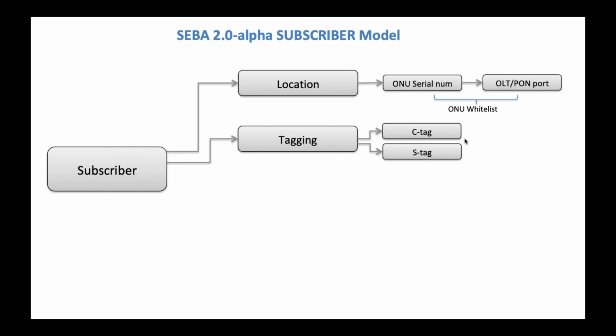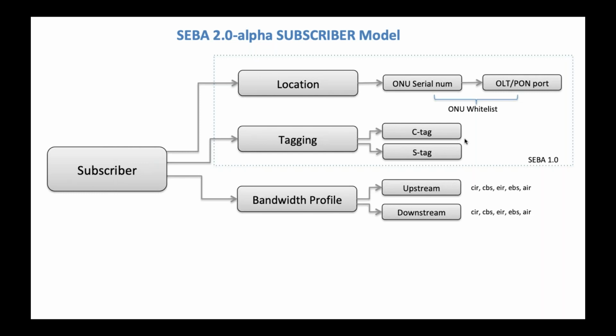We also want to specify the tagging, for example, the C tag and the S tag representing that particular subscriber, right? So this is stuff that you're already familiar with because we had already covered it in SEBA 1.0. So what's new is that now we can associate a bandwidth profile, an upstream and a downstream bandwidth profile, per subscriber. So you can express your committed information rate, how much you want to burst, excess information rate, how much it bursts, and so on, right? So this is something that I will show you when I show you that particular model for the bandwidth profile.